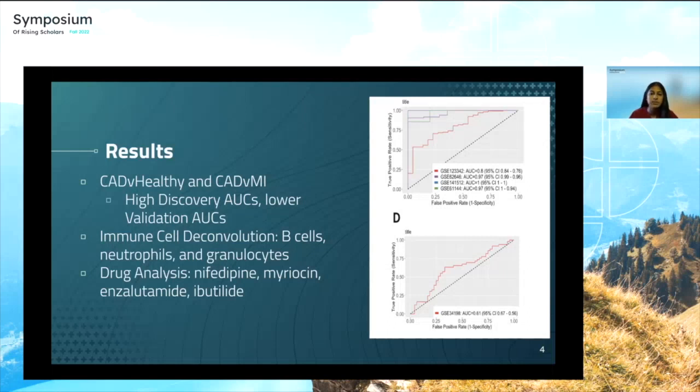We then performed an immune cell deconvolution algorithm on both the CAD versus healthy and CAD versus MI gene signatures, and found B cells, granulocytes, neutrophils, and natural killer cells to be significant. For our drug analysis, we identified nifedipine and myriocin as significant drugs for CAD patients, and enzalutamide and ibutilide for MI patients. These drugs are all indicated for other purposes like hypertension or prostate cancer, but showed promising effects towards reducing the effects of CAD and MI.